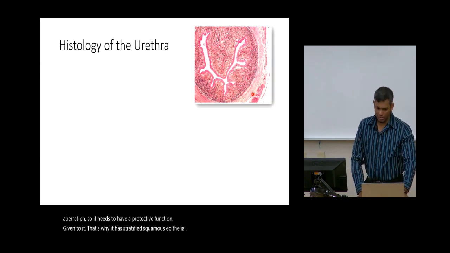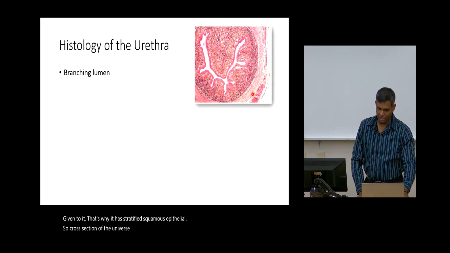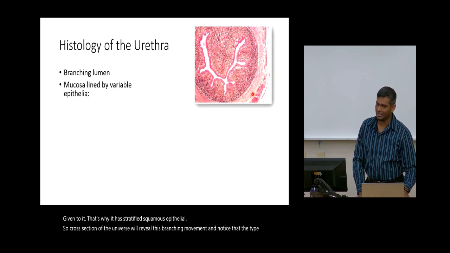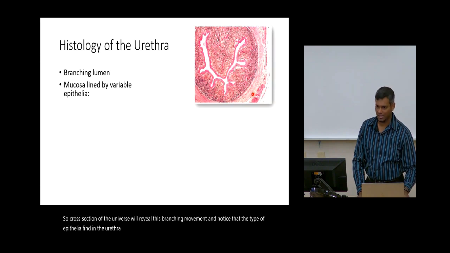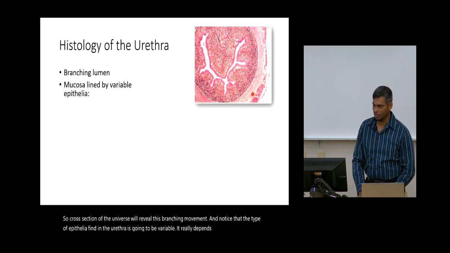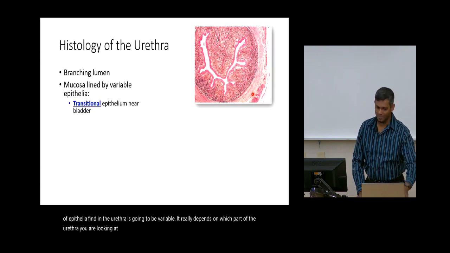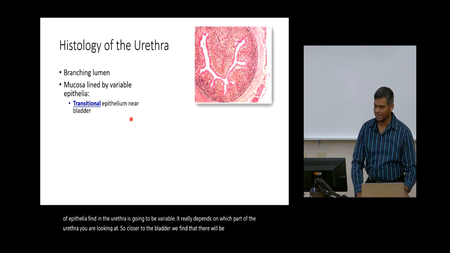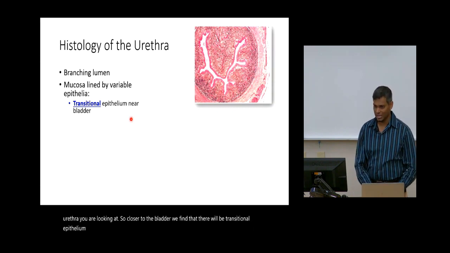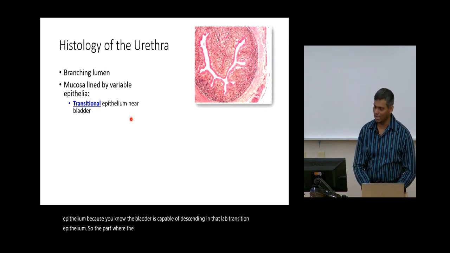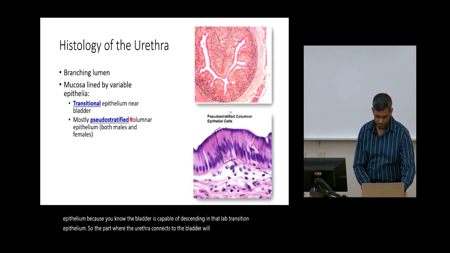So a cross section of the urethra will reveal this branching lumen, and notice that the type of epithelia found in the urethra is going to be variable, right? It really depends on which part of the urethra you are looking at. Closer to the bladder, we find transitional epithelium, because we know the bladder is capable of distending. So the part where the urethra connects to the bladder will have transitional epithelium.